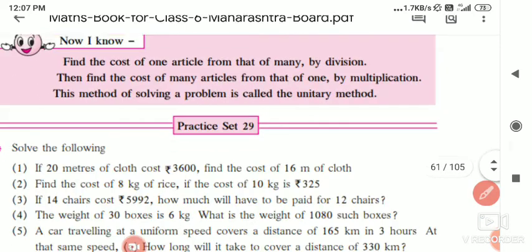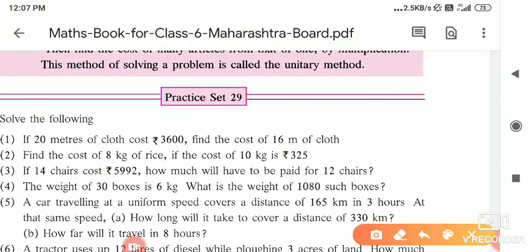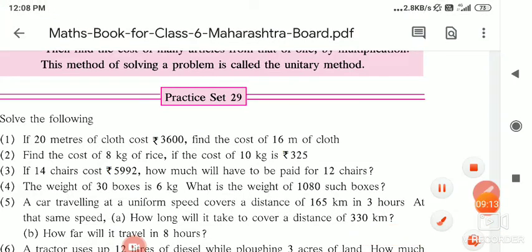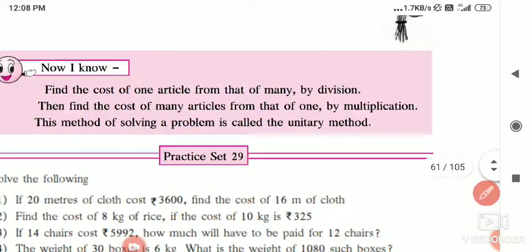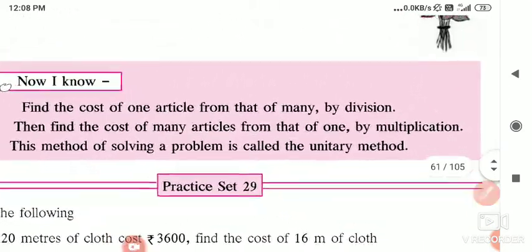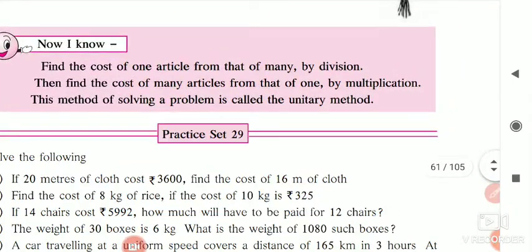Okay, now here some examples are given in practice set 29. We will see how to solve these examples. So the first example, practice set 29, question number 1, solve the following. In this, if 20 meters of cloth cost 3600, find the cost of 16 meters of cloth. So that is the example. So here I will tell you how to solve it. How much is the cost given to us?